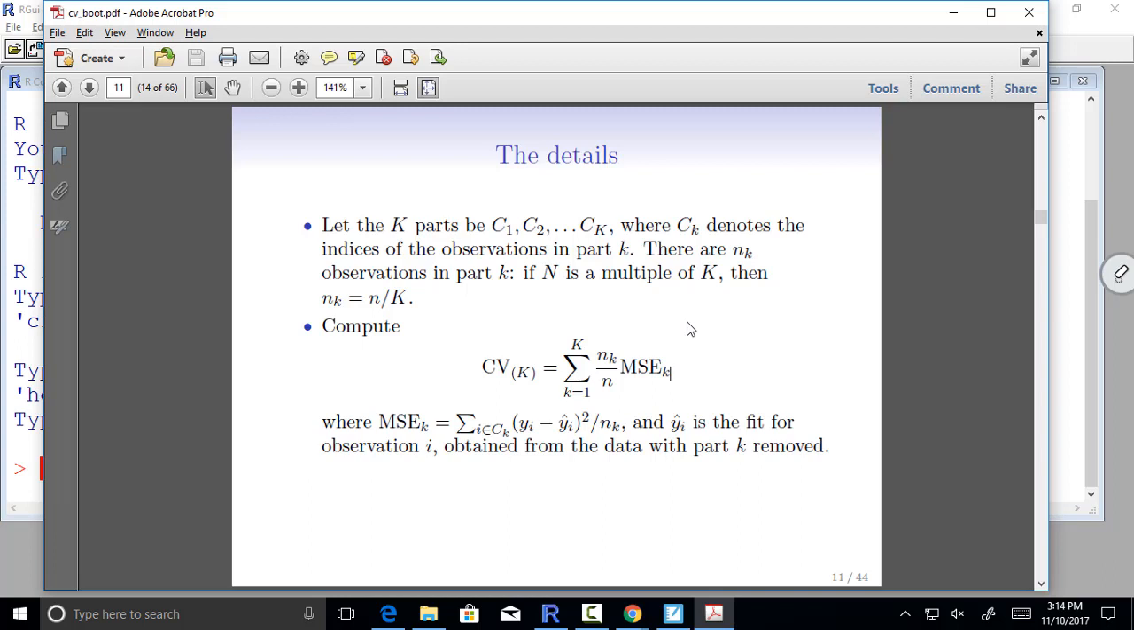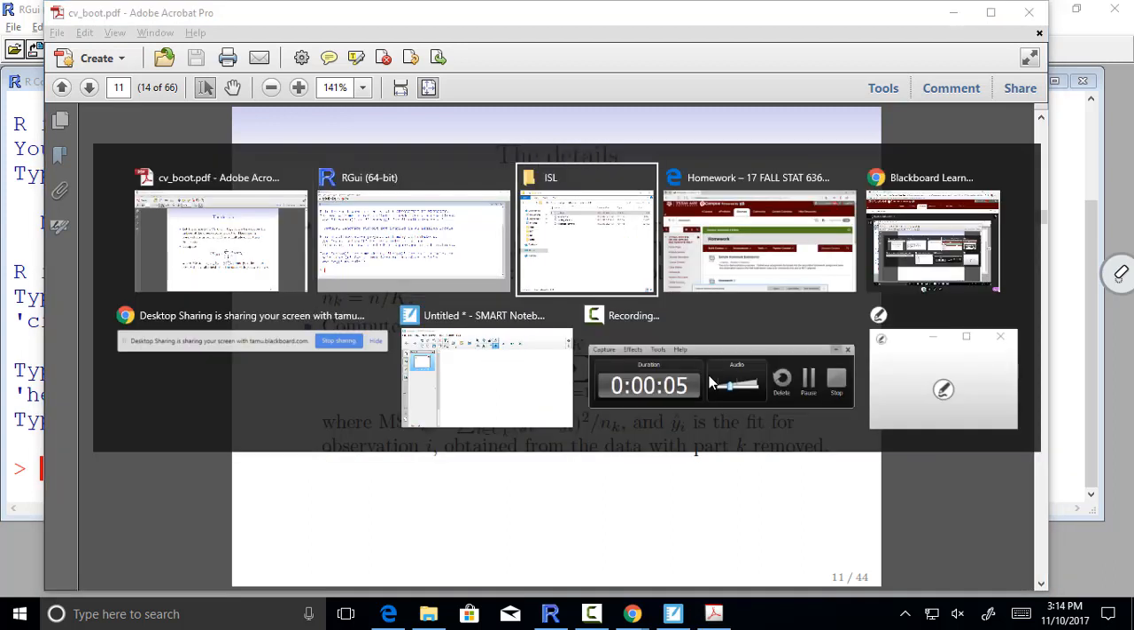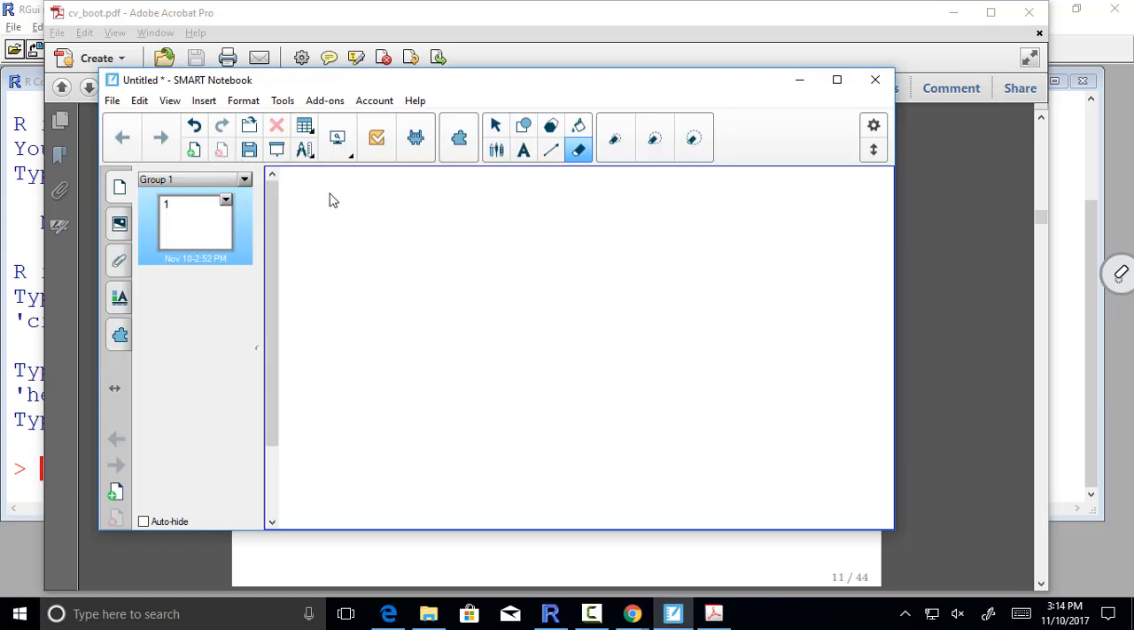Otherwise, if your training sample size does not divide evenly into k, you're going to have some of these subgroups that are bigger than others. And the general result is that your overall cross-validation based accuracy is a weighted average of the iteration-specific ones. So let me write this down on our whiteboard.